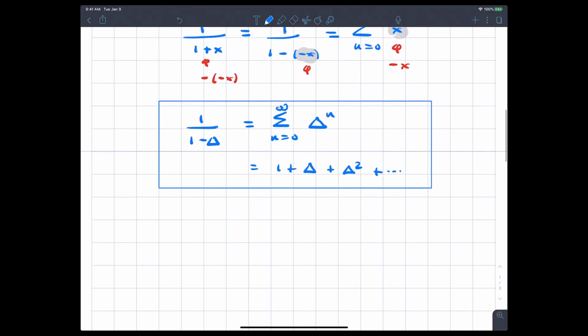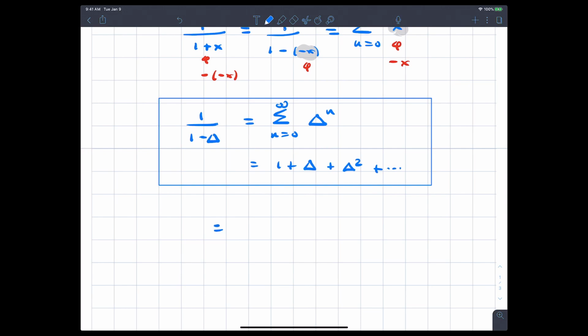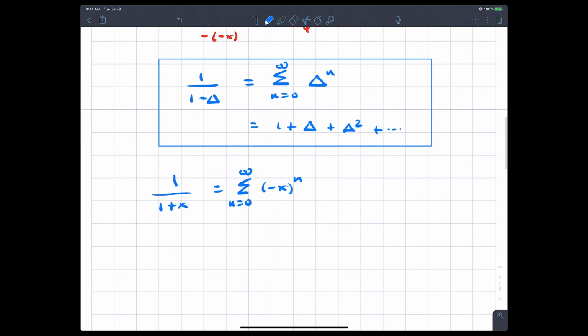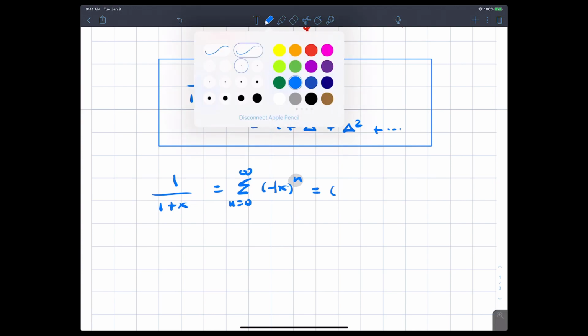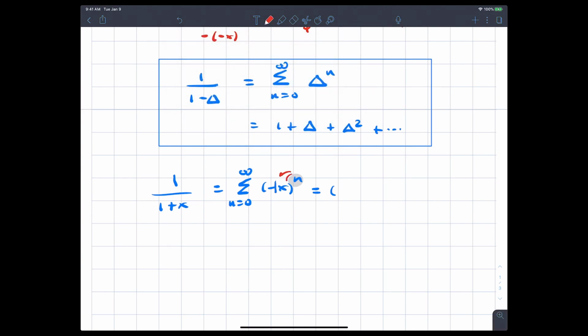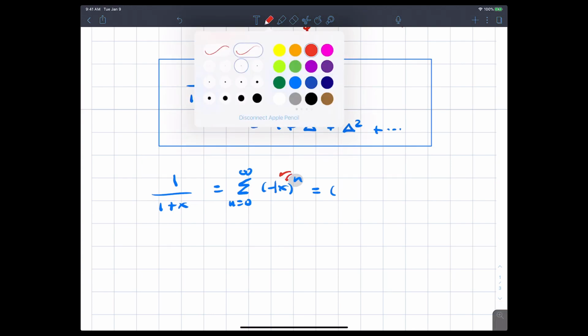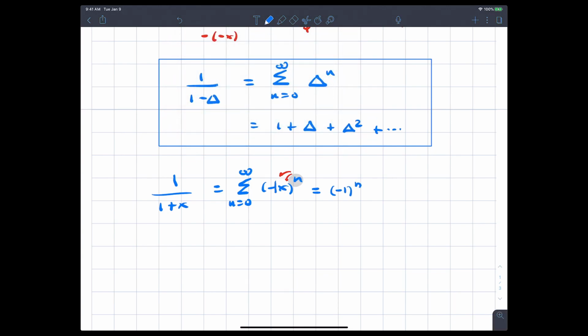The series then will look like negative x to the nth power, where n goes from 0 to infinity, for 1 over 1 plus x. And I just use some algebra here, meaning properties of exponents. Because there's a negative 1 here, we simply distribute the power, and you're going to end up with negative 1 to the nth power. Oops, we forgot our series.